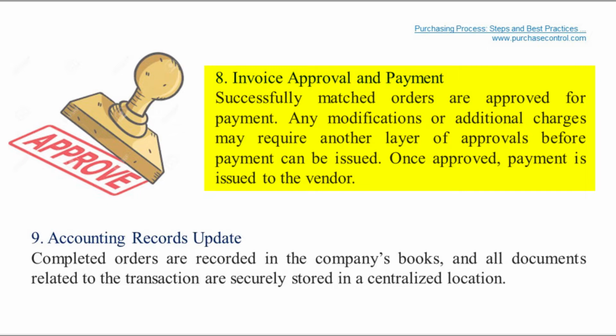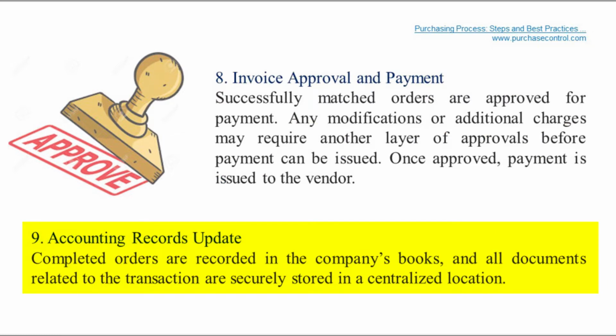Invoice approval and payment. Successfully matched orders are approved for payment. Any modifications or additional charges may require another layer of approvals before payment can be issued. Once approved, payment is issued to the vendor. Accounting records update. Completed records are recorded in the company's books, and all documents related to the transaction are securely stored in a centralized location.